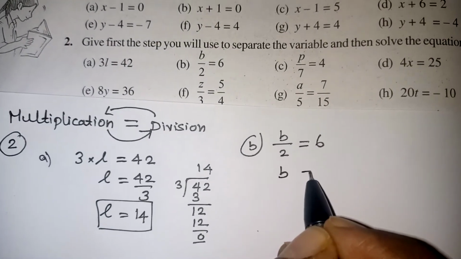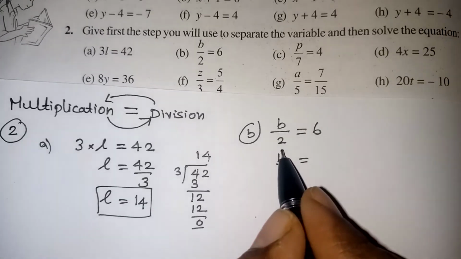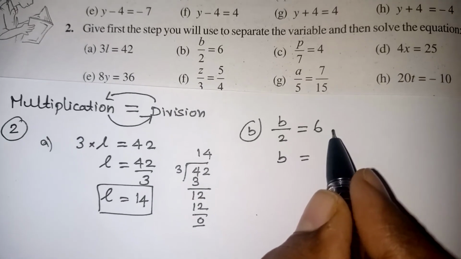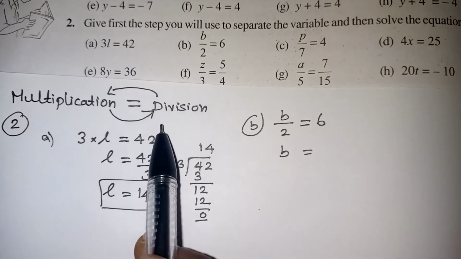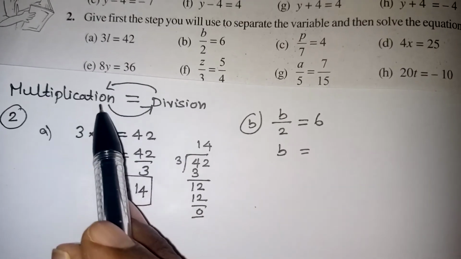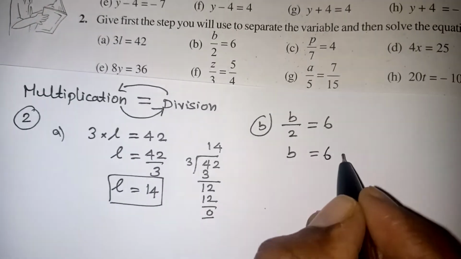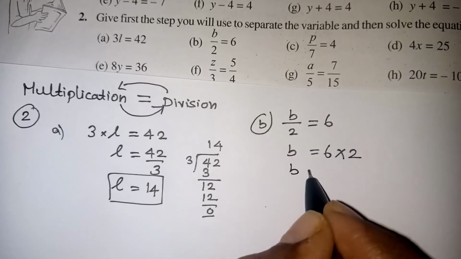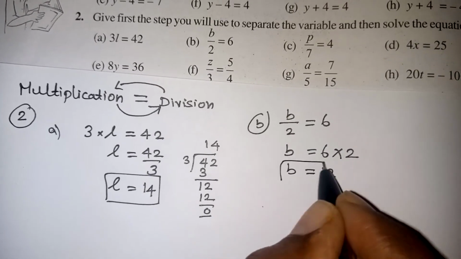So B is equal to, this is a division 2. This division 2, if you take it to the other side, definitely it will become multiplication. That is our rule. Division, when it crosses the equal to sign, will become multiplication. So 6 multiplied by 2 it will be. So B is equal to 6 2s are 12. That is your correct answer.